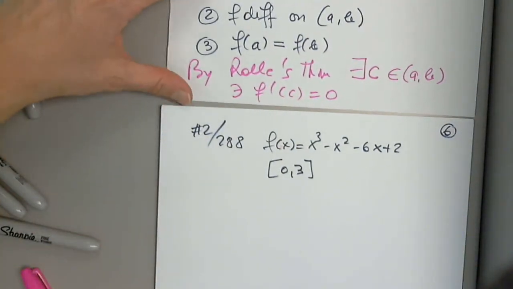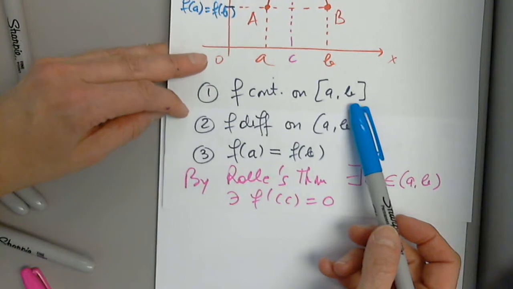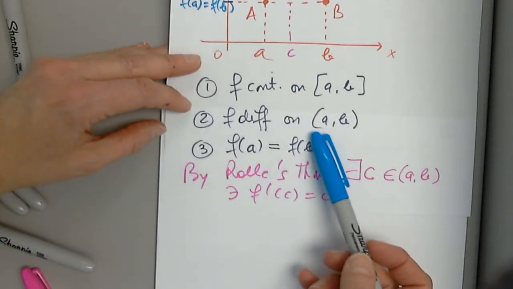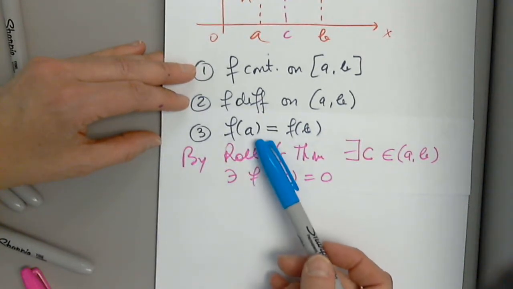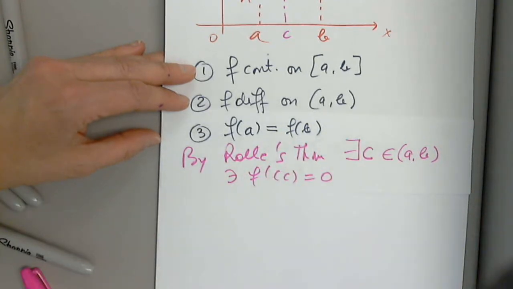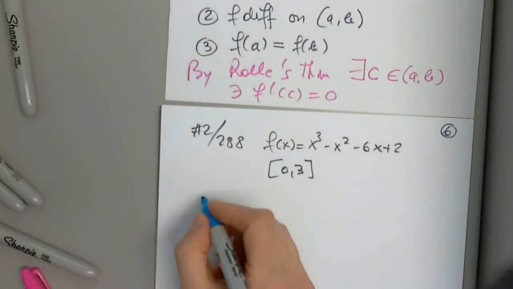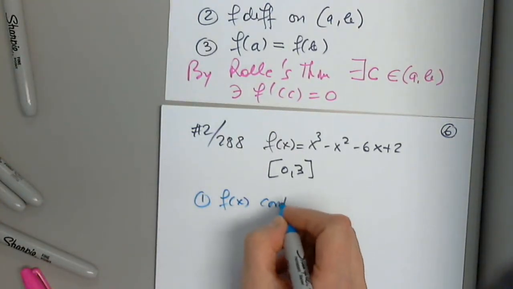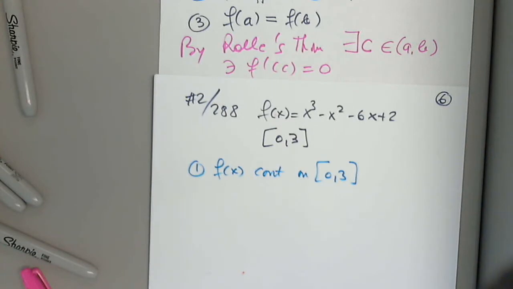I cannot draw any conclusion before I state whether the function is continuous on [0, 3] and why, whether the function is differentiable on (0, 3) open and why. After I verify that f of 0 equals f of 3, only then can I draw the conclusion and also find those numbers. So number one, is f of x continuous on [0, 3]? Why? It's a polynomial, it's continuous everywhere. So I have to write f of x is continuous on [0, 3] as a polynomial function.